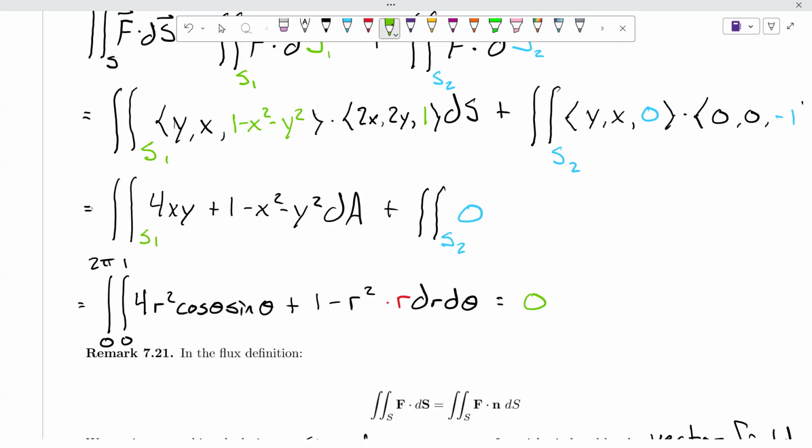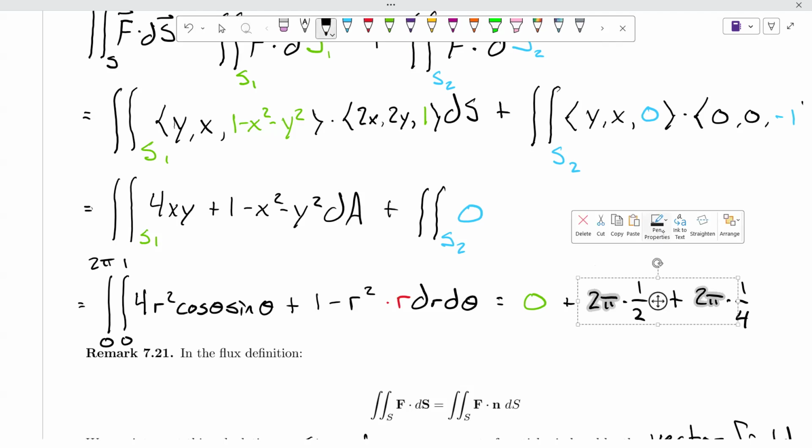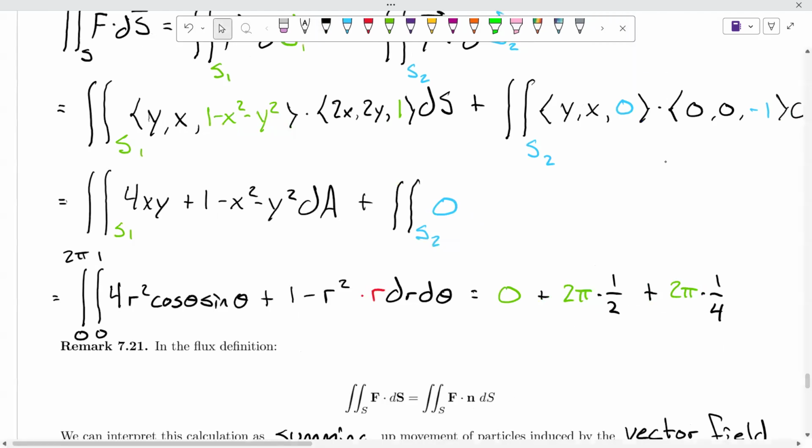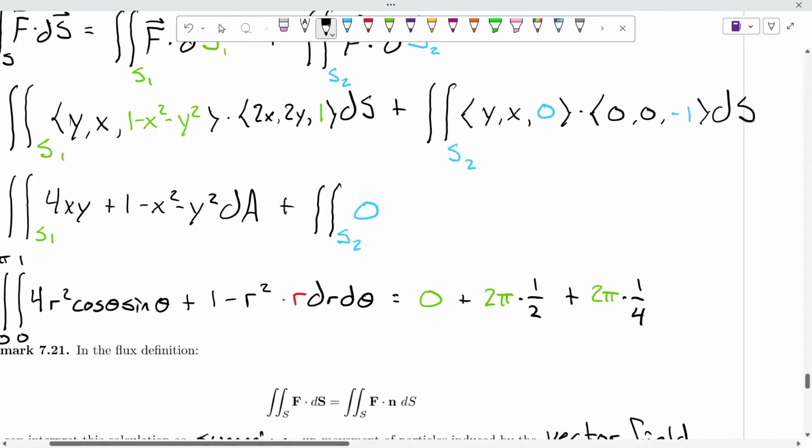Up next, 1 minus r squared. Don't forget to multiply by r. So that's really r minus r cubed, which will integrate to 2 pi times 1 over 2 minus 2 pi times 1 over 4. Both of those 2 pi's come from the theta part. So in the end, that thing is just pi over 2.